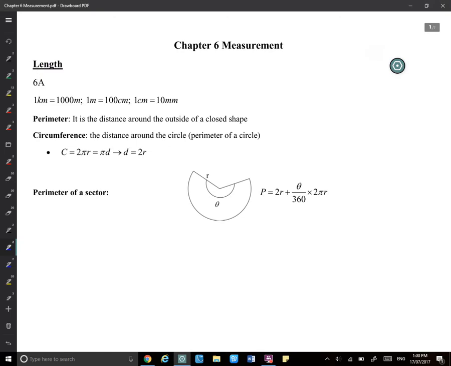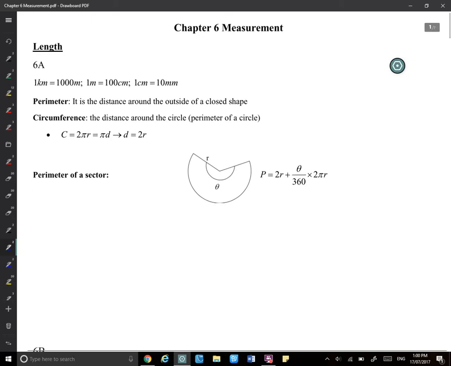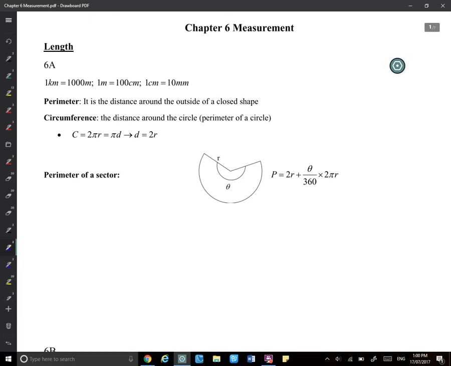Okay, so chapter 6 is measurement. What in this chapter is a lot of formulas. The first big topic is talking about length. So we talk about length, area, surface area, and volume. Okay, we talk about those four things.